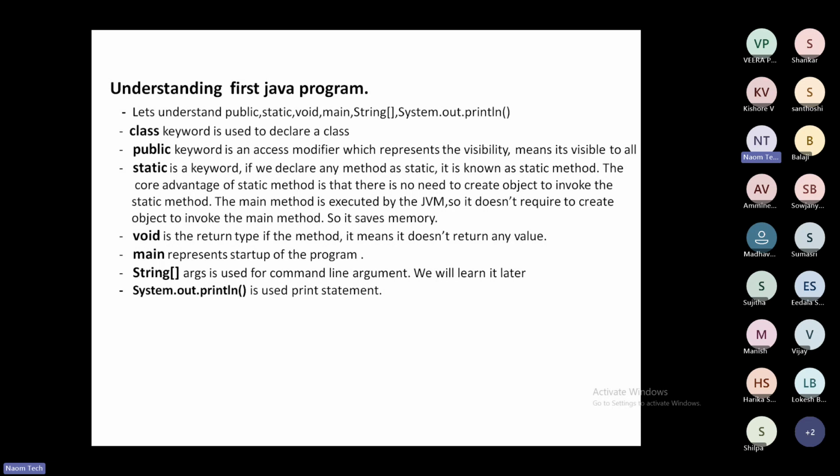That's all. Void is a return type and it doesn't return any value. Main indicates the beginning of the program. String is a command line argument which accepts values from the command prompt. And System.out.println is a print statement. This is a quick postmortem of your Java program. I hope this is clear for all of you, friends.